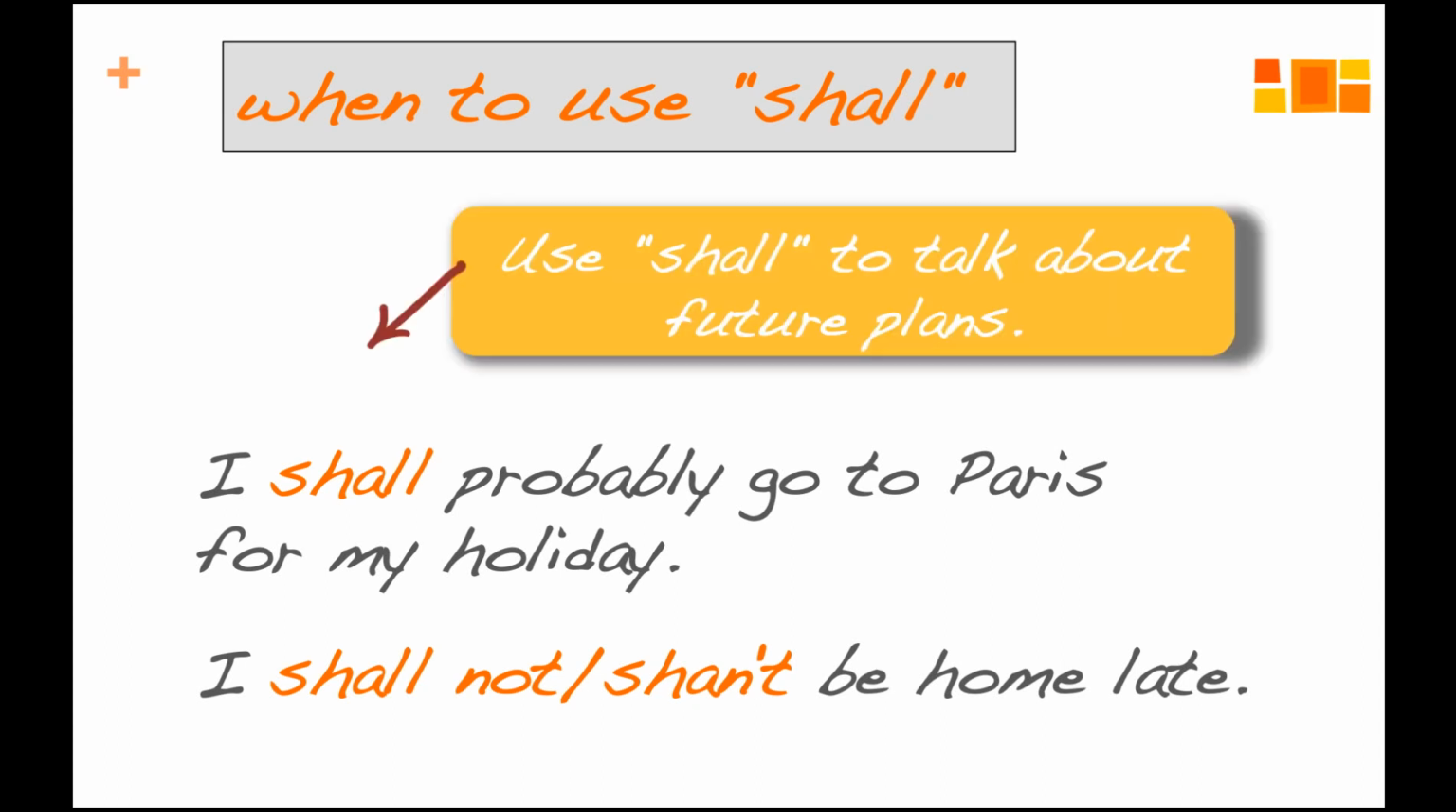I shall not be home late. Now you can use shall with I or we, of course, to talk about future plans. You can, that's the important word. You can also use will here. I will probably go to Paris. I won't be home late. So you can use shall with the first person pronouns I and we when you're talking about future plans. I shall probably go to Paris for my holiday. I shall not be home late.